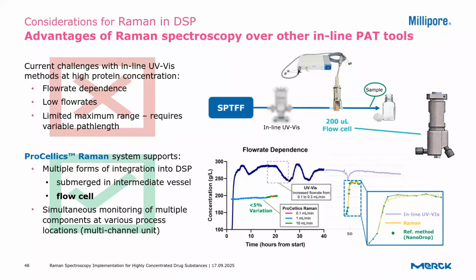This opened our eyes to develop inline Raman models to measure highly concentrated protein samples. From this work, we found that the Procellics Raman system, coupled with the flow cell, which is shown on the side here, solved the challenges we faced with the UV-Vis system. And an initial model developed around a single protein species aligned very well with offline reference measurements, with minimal measurement changes when flow rates were changed drastically.